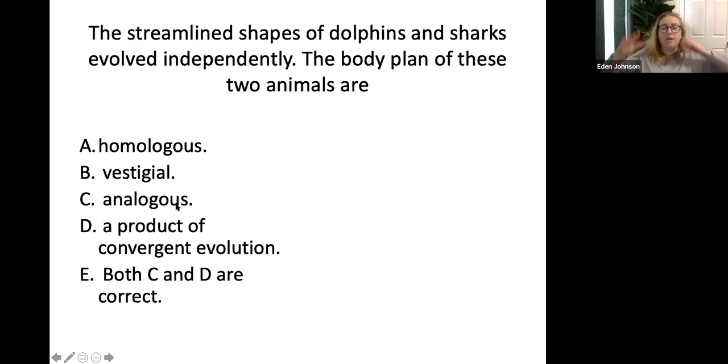Analogous structures mean that they came about from different lineages that had similar selective pressures on them, and they arrived at the same place because of those selective pressures. So it is analogous. A product of convergent evolution, yes. If you have an analogous structure, it's from convergent evolution. Remember, those 2 lineages converge on this analogous structure because of those similar selective pressures. So really, the answer is E. Both C and D are correct.